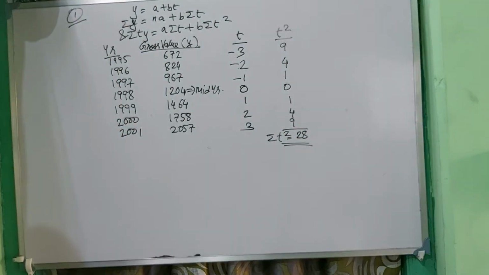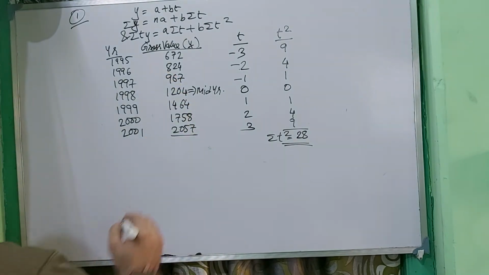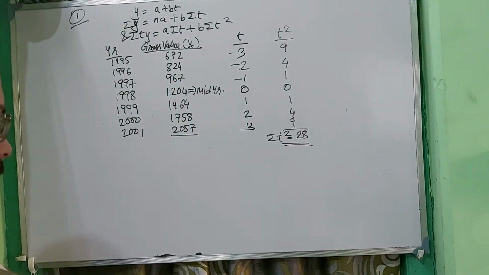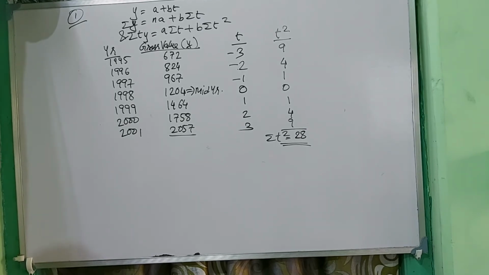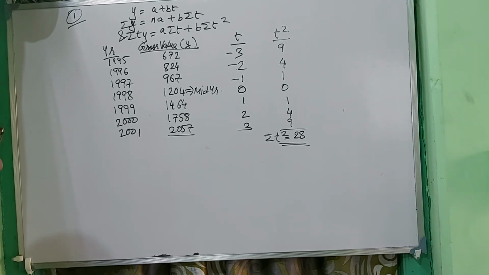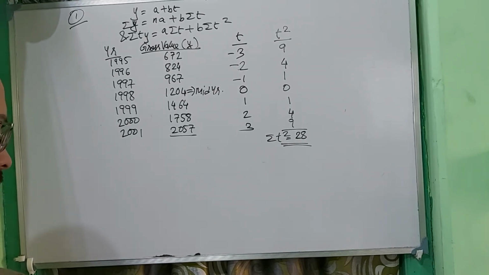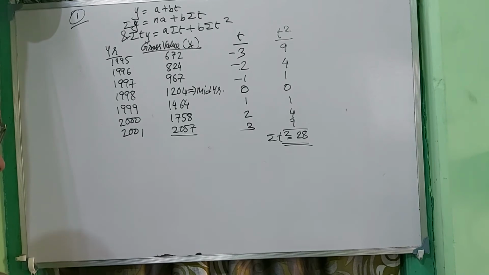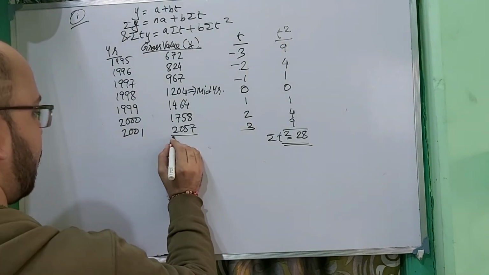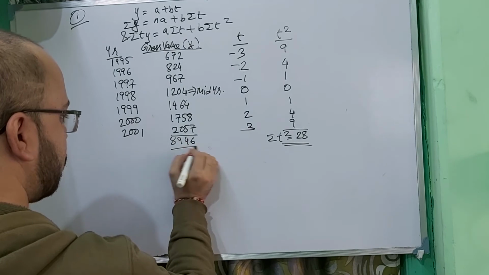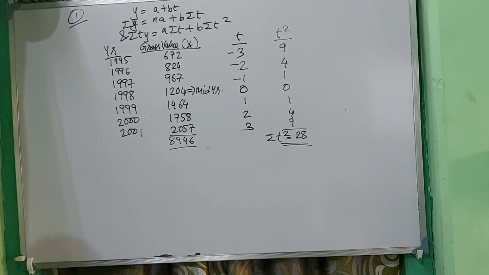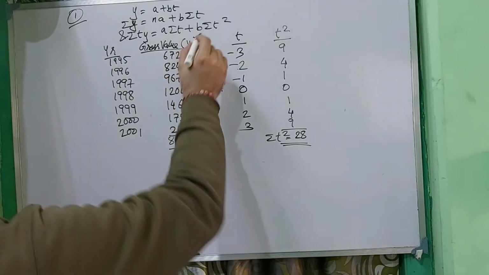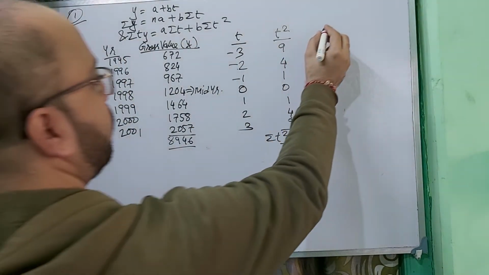This will be the total. If you draw the total of gross value, I am doing that: 672 plus 824 plus 967 plus 1204 plus 1464 plus 1758 plus 2057. It is coming 8946. The Σy has been coming 8946. So on that basis, now you have to calculate again yt or ty, whatever you have.